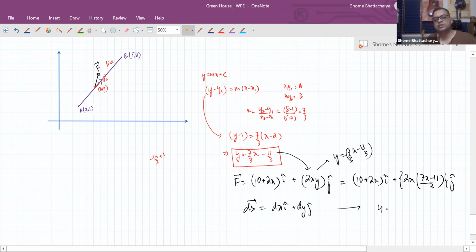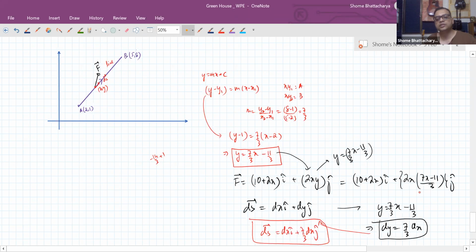So in this, y is equal to 7 by 3 x minus 11 by 3. So differentiate this. So dy would become 7 by 3 dx. So I would substitute this over here. Okay. And this ds would become dx i cap plus 7 by 3 dx j cap. Then I would take the dot product of this one and this one. So I would get F dot ds. And from that I would get the work done.